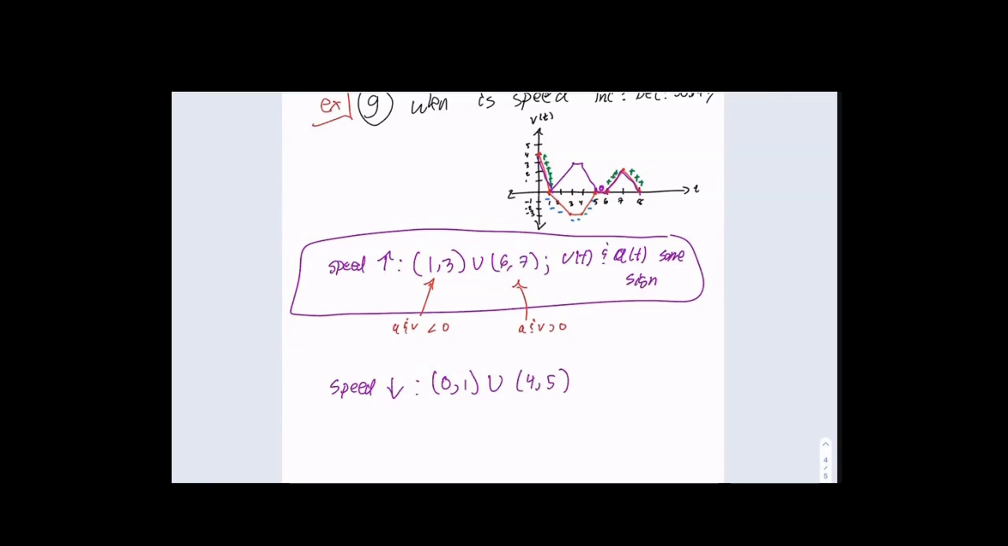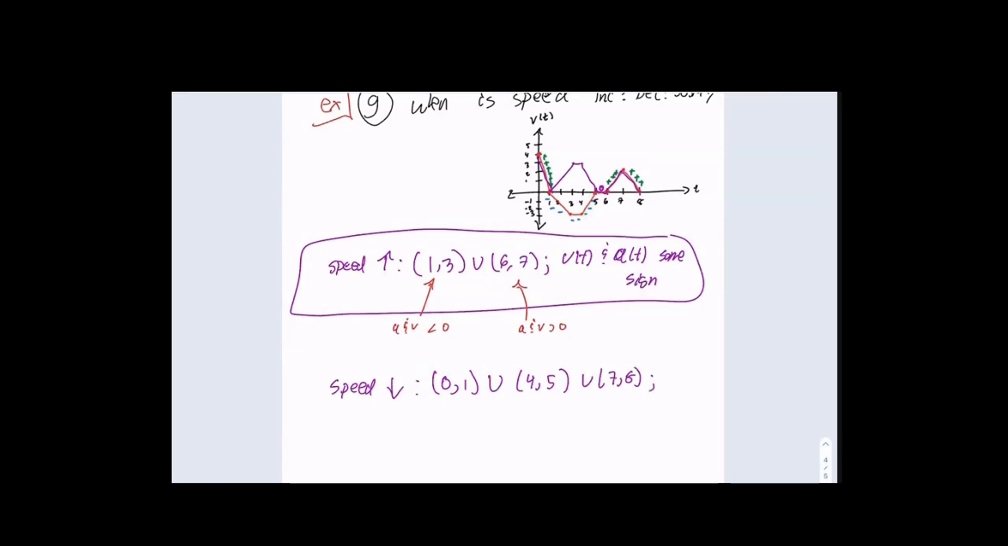4, 5. And am I done? No, we got one more. Got one more right back over here. Another one that was just like the very first one. So I have here, here, and here where velocity and acceleration are opposite signs. The ones on top, velocity is positive, acceleration is negative. The one on bottom, velocity is negative, acceleration is positive. So union 7 to 8.